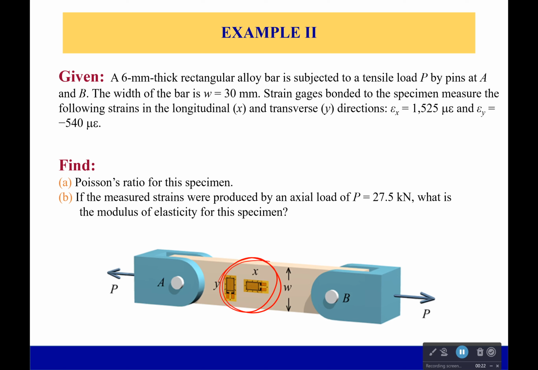Strain gauges are bonded to it and have the following strains in the longitudinal and transverse directions. So transverse going up and down, longitudinal going along the length. And those are 1,525 microstrains and negative 540 microstrains. And we want to know Poisson's ratio for this specimen. We also want to know if the measured strains were produced by an axial load of 27.5 kilonewtons, what the modulus of elasticity would be for this specimen.